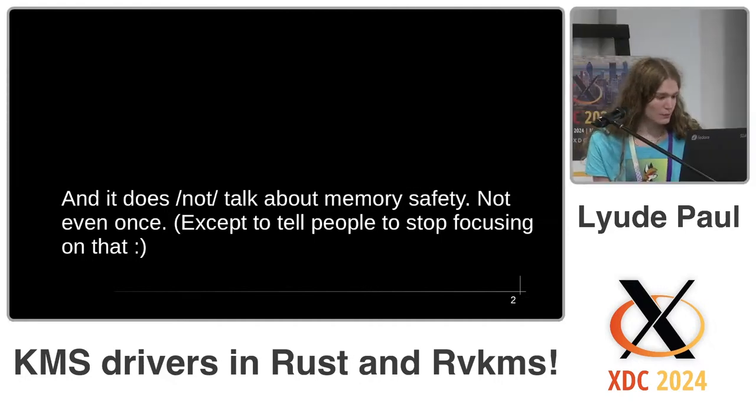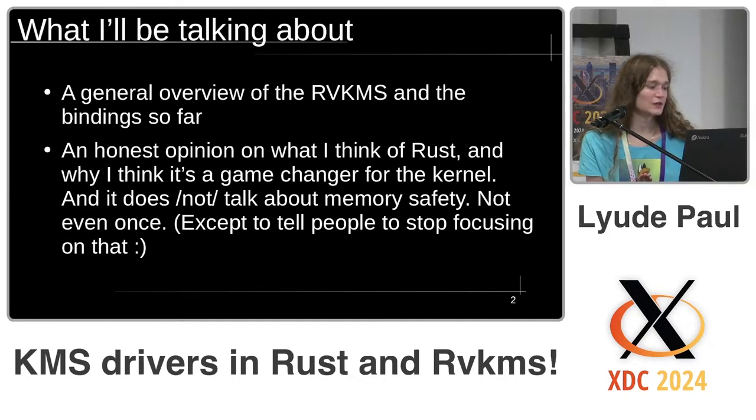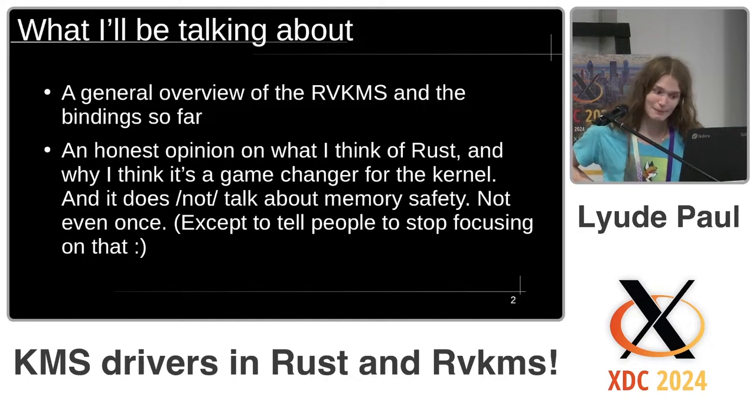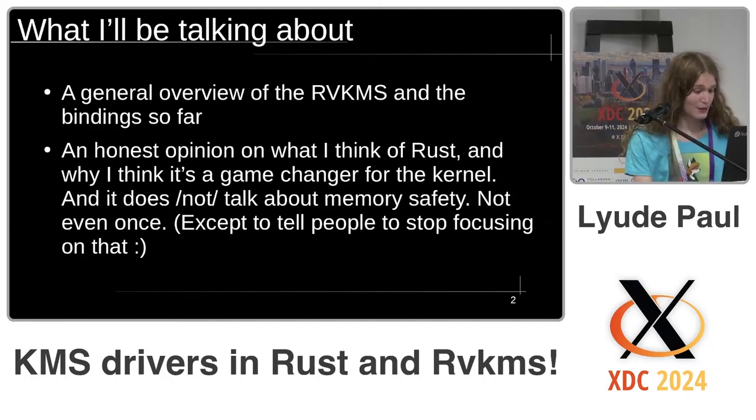So mainly what I'll be talking about is a general overview of Rvkms and the bindings we have so far, and also sort of an honest opinion on what I think of Rust and why I kind of think it's a game changer for the kernel. And I won't be talking about memory safety, but we'll get into that in a little bit.